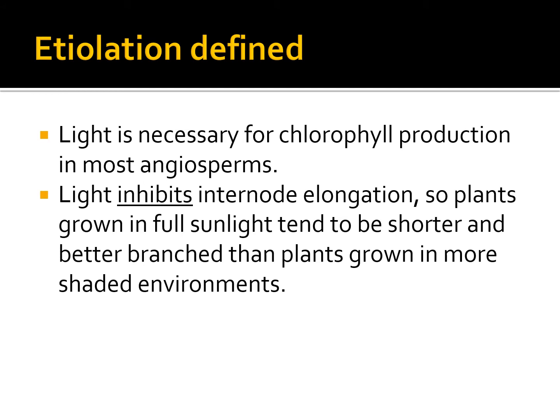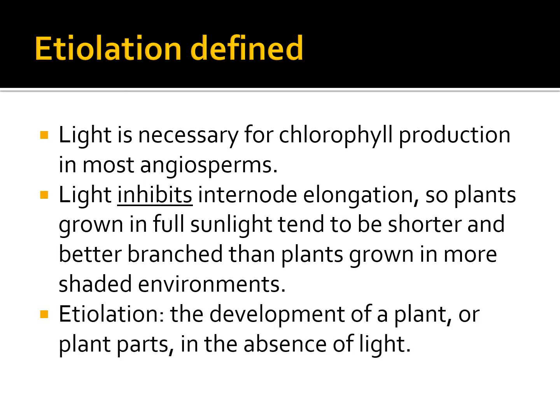Light inhibits internode elongation, so plants grown in full sunlight tend to be shorter and better branched than plants grown in more shaded environments. So this is etiolation defined. Etiolation is the development of a plant or plant parts in the absence of light.